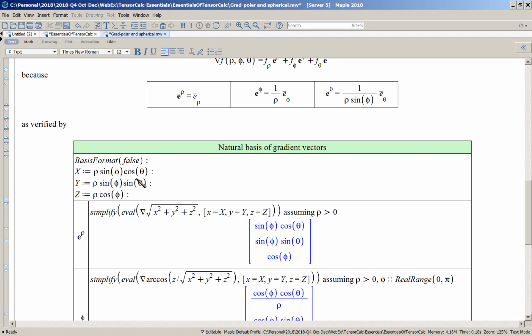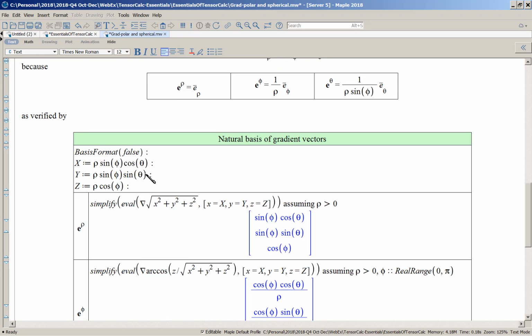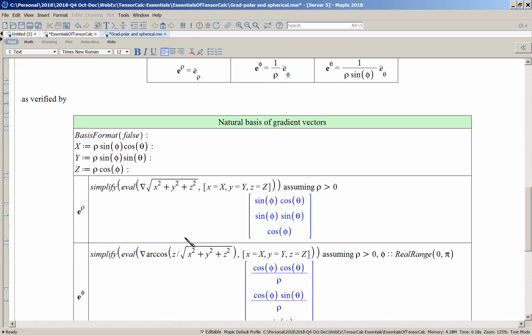phi is the angle measured downwards from the z-axis. It goes from 0 to pi downwards from the z-axis. Theta is 0 to 2 pi around the z-axis. Physicists switch those two names. Engineers too. They switch those two names. Math books, this is typically the description. Okay, so E rho is this vector. This vector is that vector because it's unit.